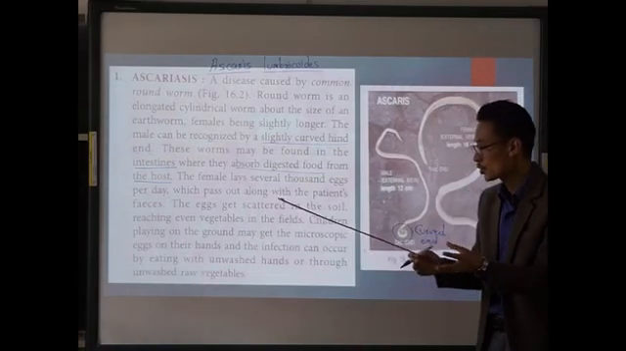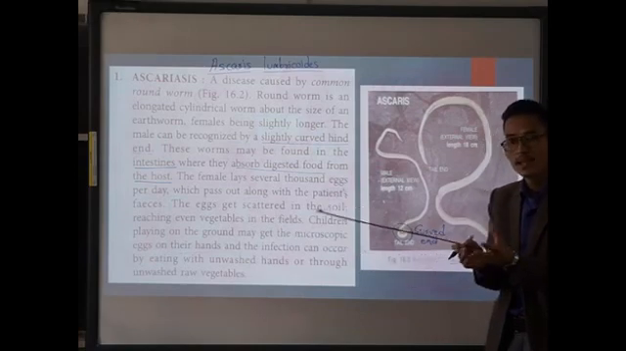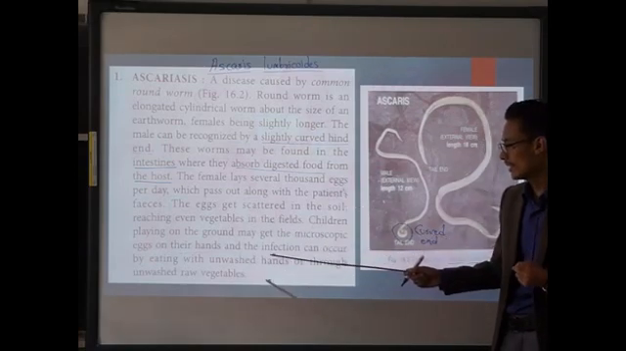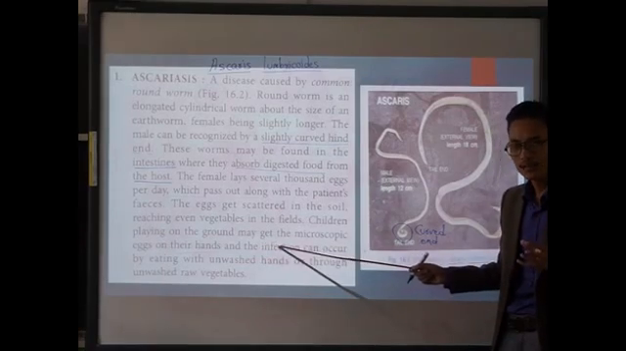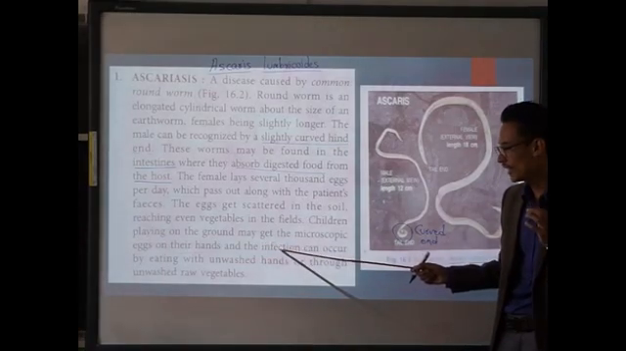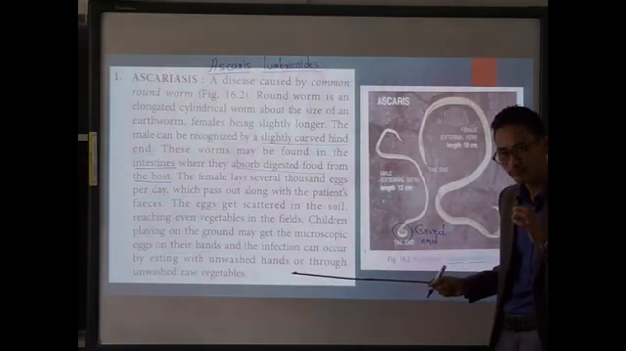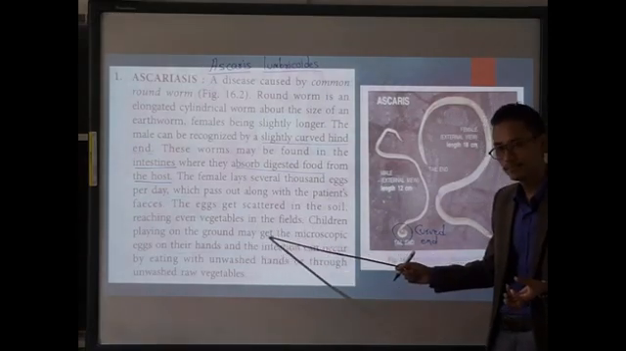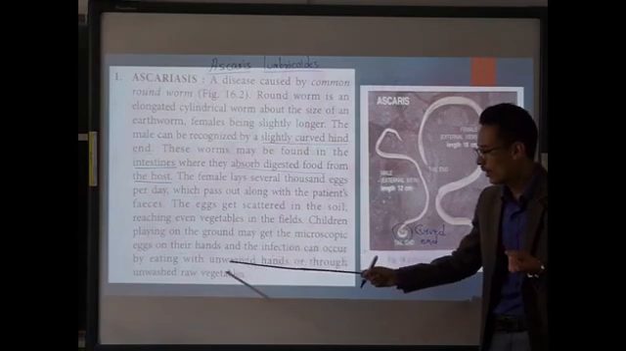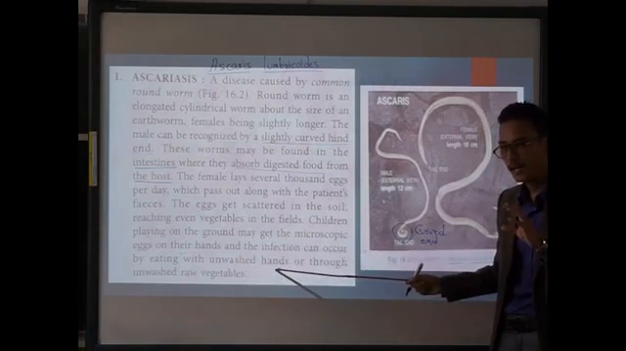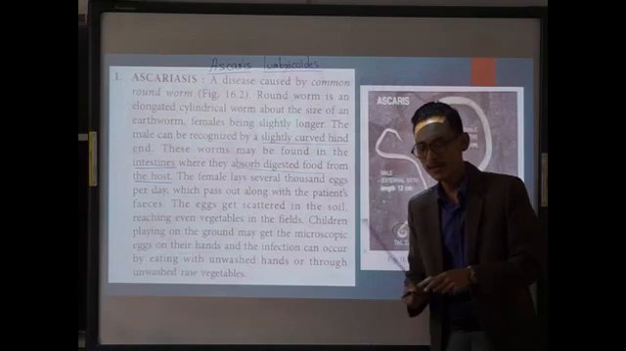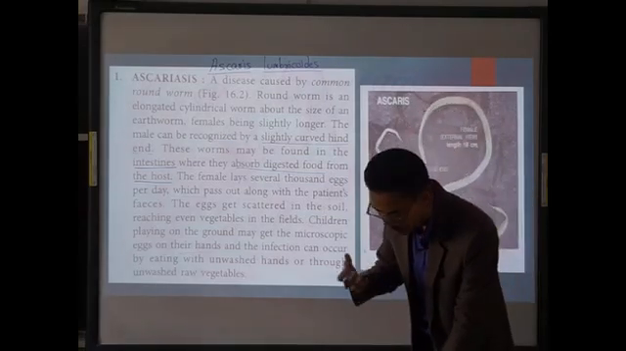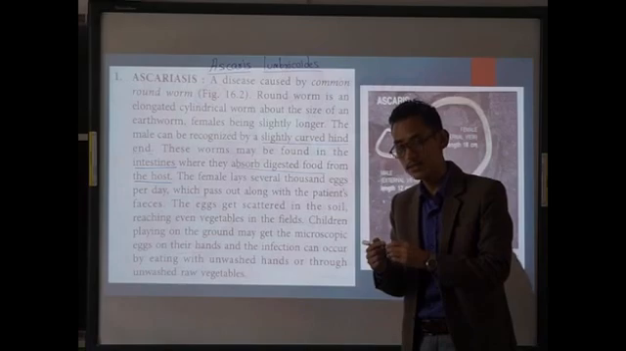They can touch those soils or those vegetables with their hands, and in that case, they will be infected. Or one can get infected by eating those vegetables with unwashed hands, or by taking those vegetables without proper cooking, or through unwashed raw vegetables. It's very easy. So how can this particular worm get transmitted?